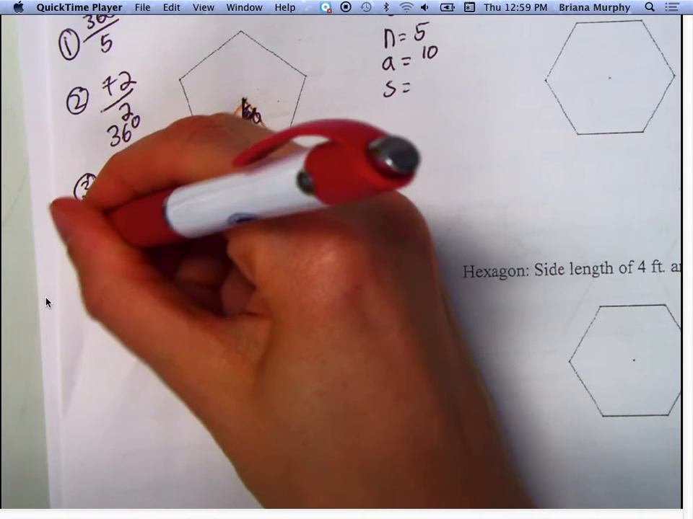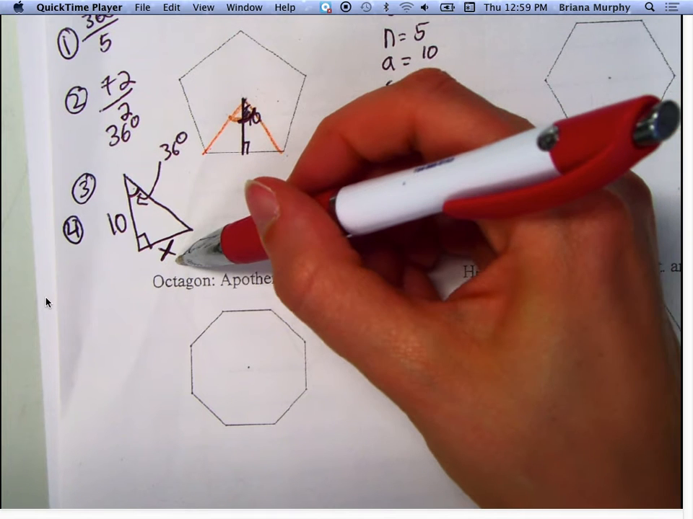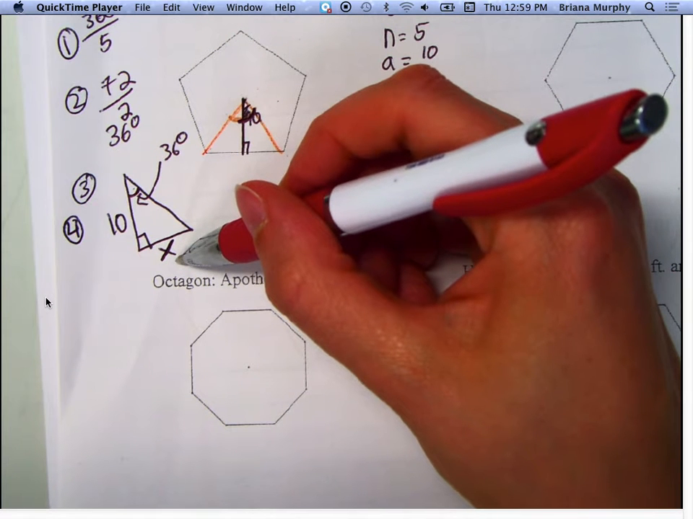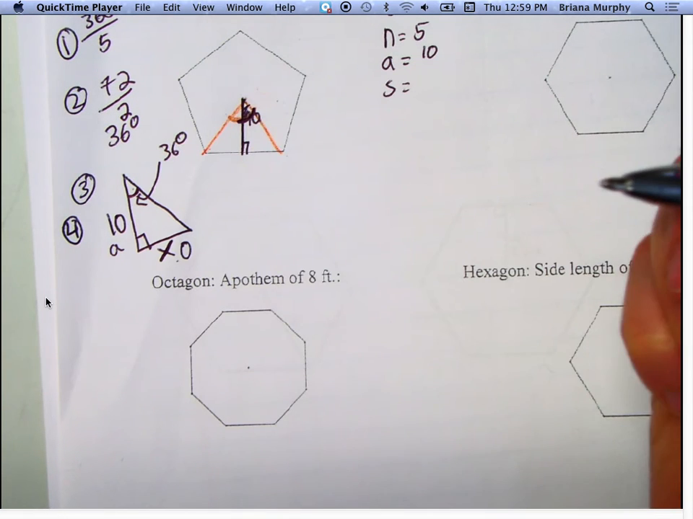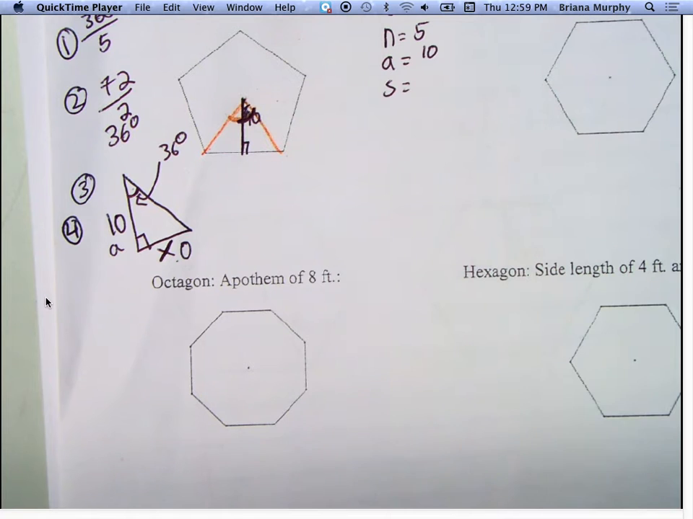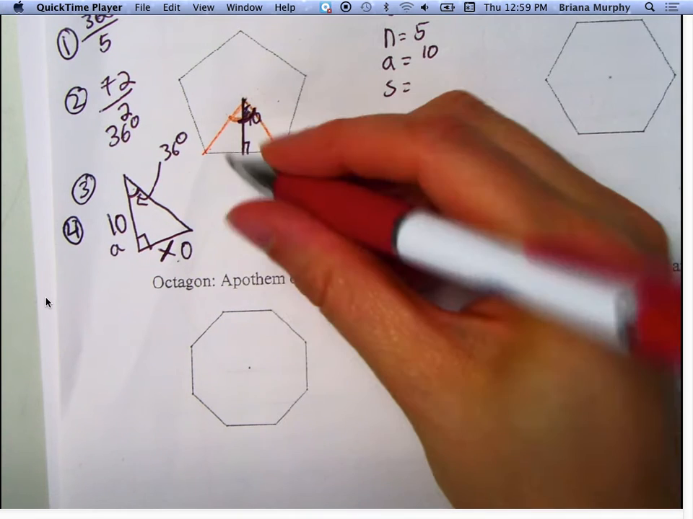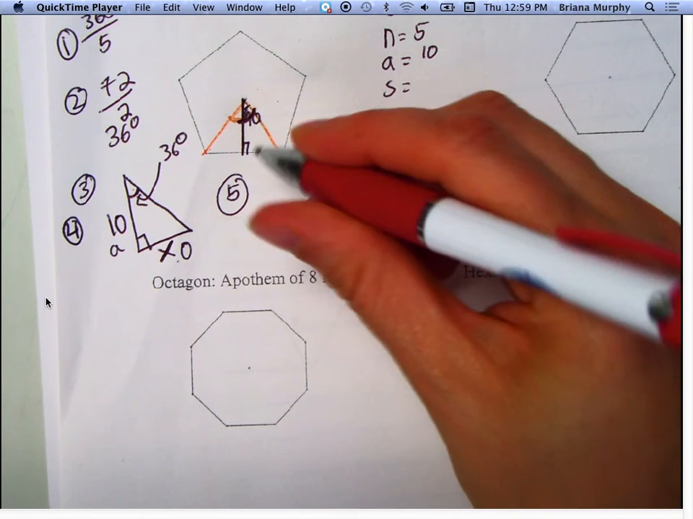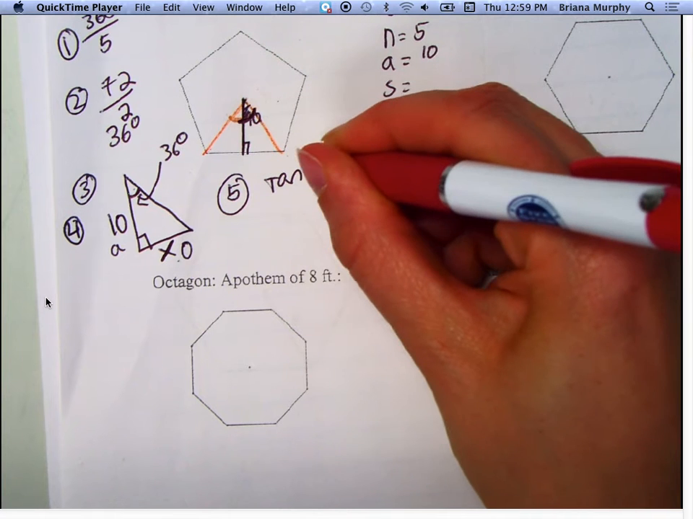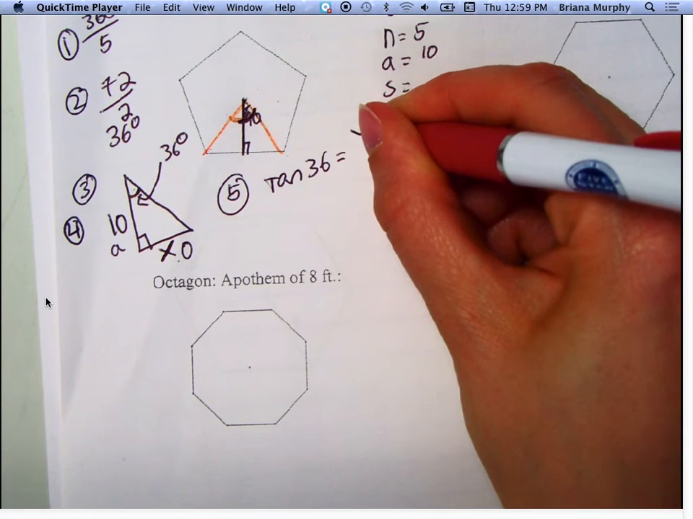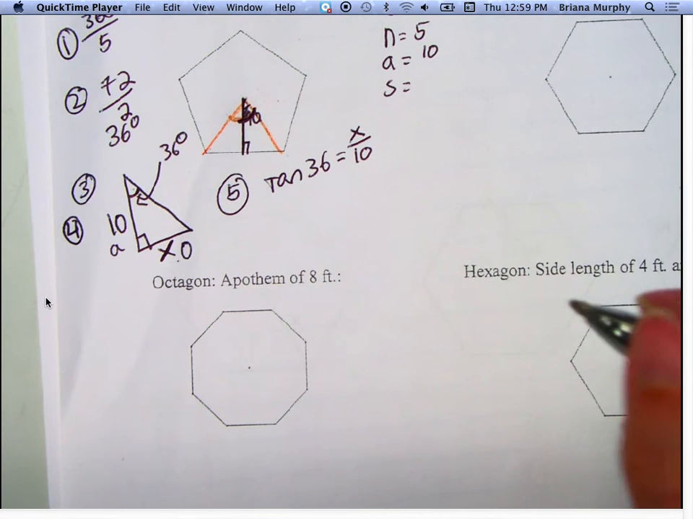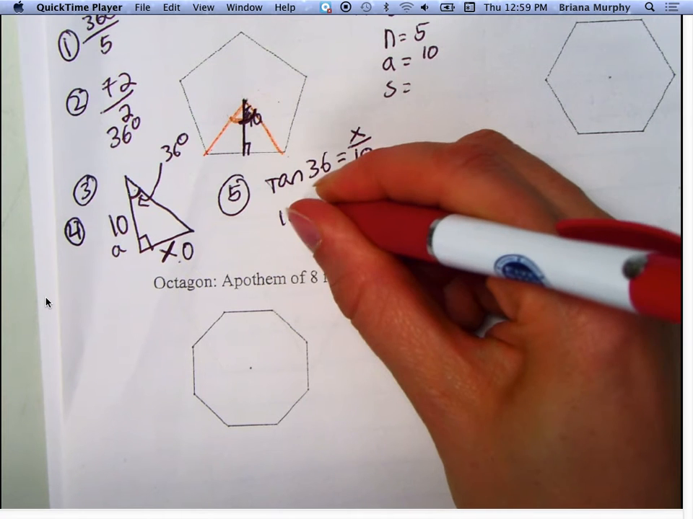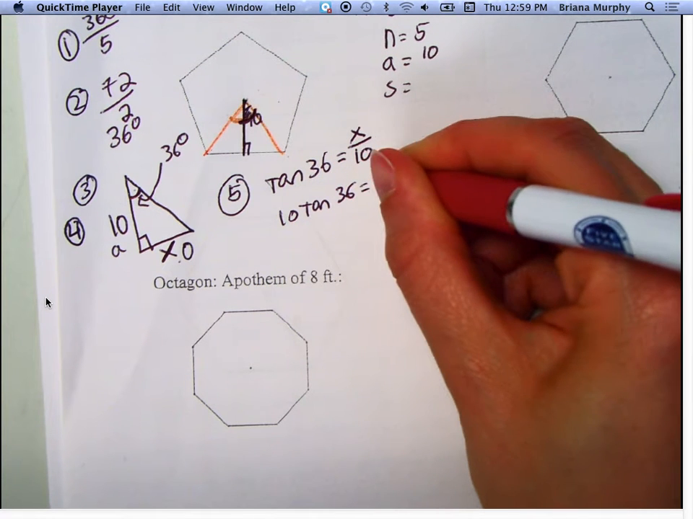My next step is to label it. Here's 36. What is x to 36? Opposite, adjacent, or hypotenuse? Opposite. What's 10? Adjacent. So opposite and adjacent, if you think about SOHCAHTOA, it's going to use which trig function? Sine, cosine, or tangent? Tangent. Step 5, I'm going to say the tan of 36 equals the opposite x over the adjacent 10. Now I'm going to solve. 10 tan 36 equals x.